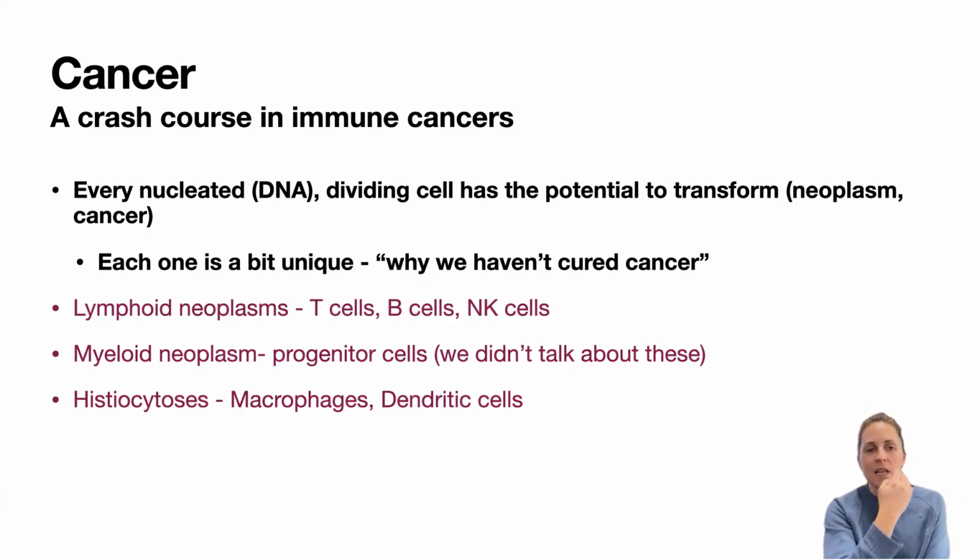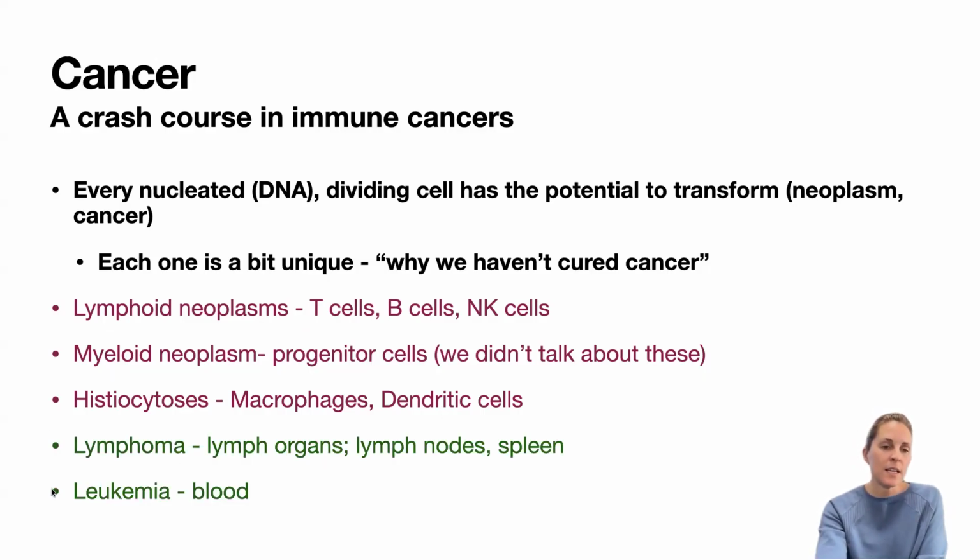And so, with respect to cancer, these can be broken down into three major classes. These are the lymphoid neoplasms involving T cells, B cells, and NK cells. We have the myeloid neoplasms, which involve the progenitor cells, so those cells that turn into T cells, B cells, and NK cells. But we didn't really talk about these today because they're not the ones that are doing a lot of activities with our immune system. They make the different cells. And then we have histiocytoses, which involve the macrophages and the dendritic cells.